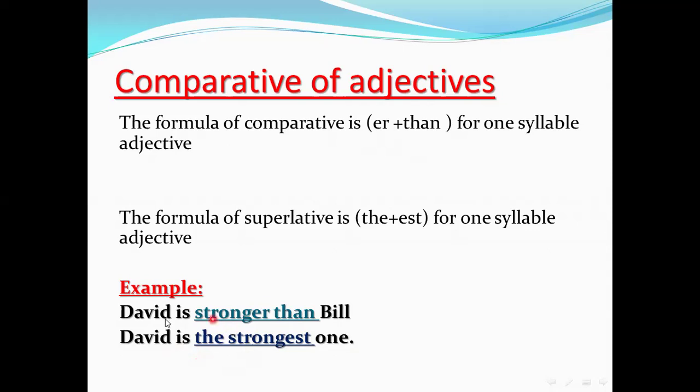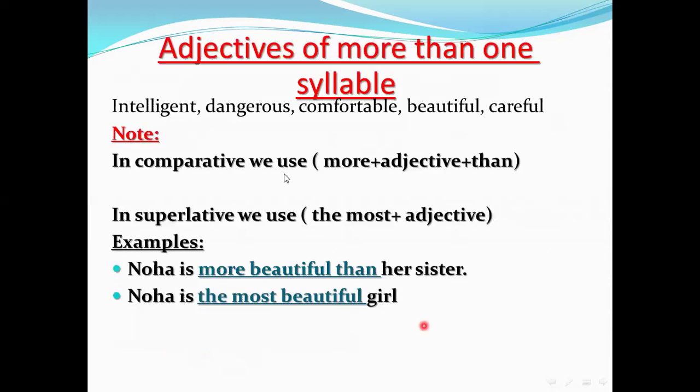Here we have David is stronger than another one. Let's go to another item. We have adjectives of more than one syllable, like intelligent, dangerous, comfortable, beautiful, careful, and so on. Note that for the comparative we use "more", as I explained in the last slide: more adjective than. In the superlative we use "the most" plus the adjective.